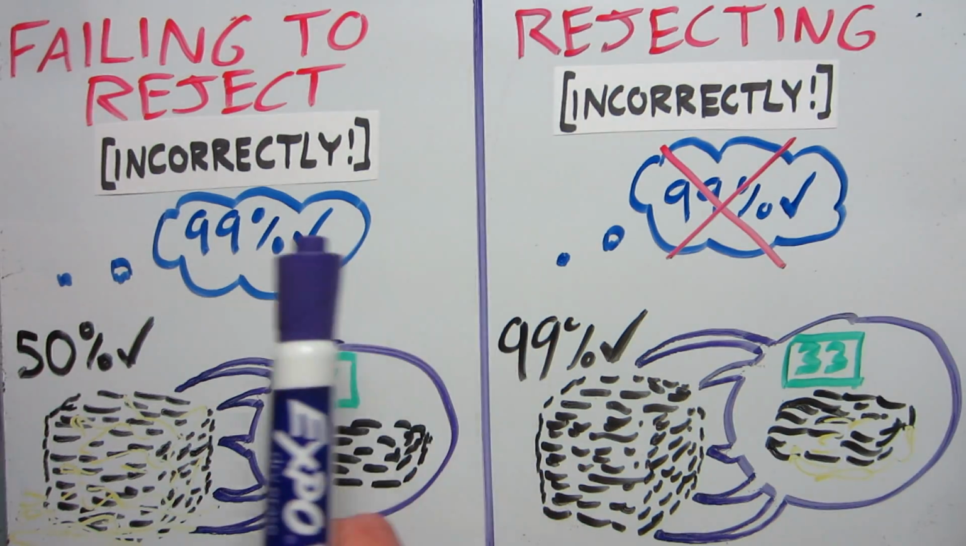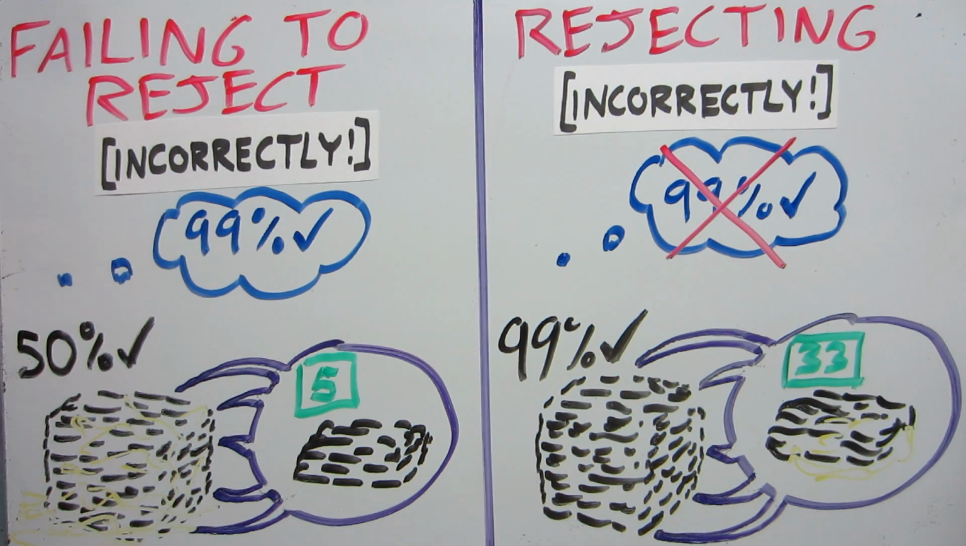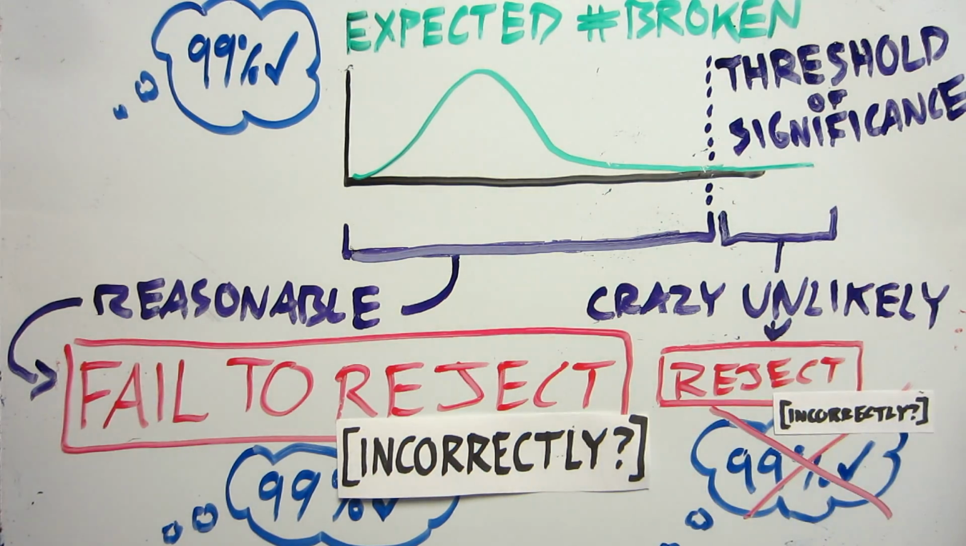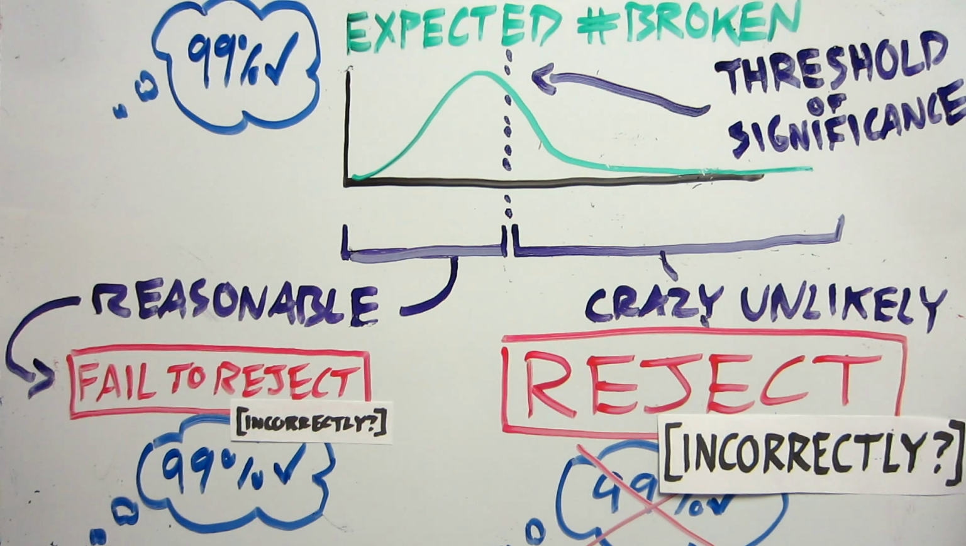Moving the threshold of significance around changes the relative likelihood of making these errors. If we only send shipments back when we see 30 or more bad eggs, we'll probably let through a lot of bad shipments. But if we get worried every time we see 11 or more, we'll be rejecting a bunch that are probably actually fine.